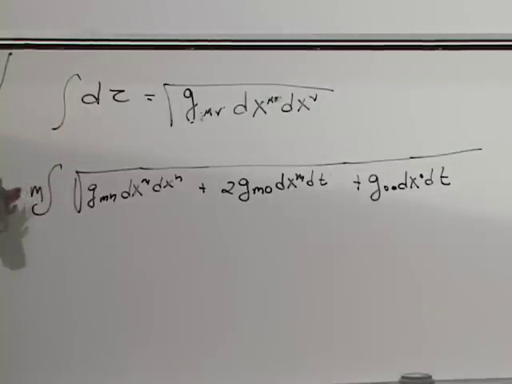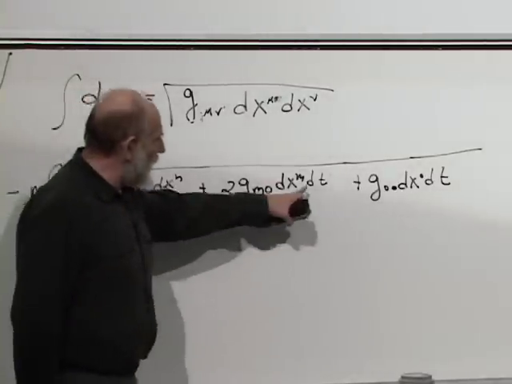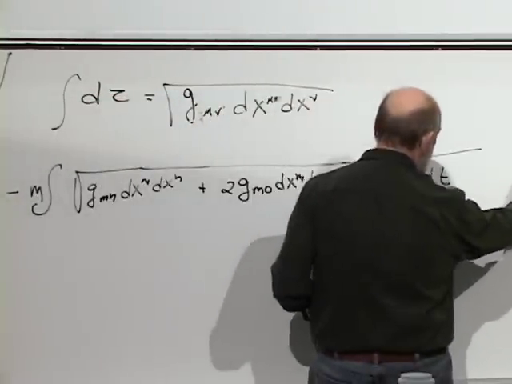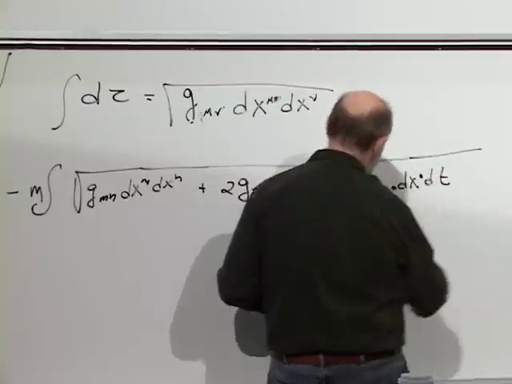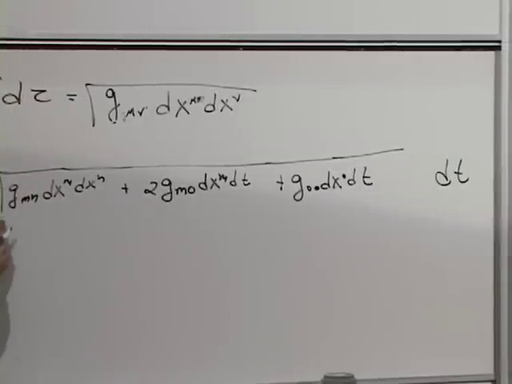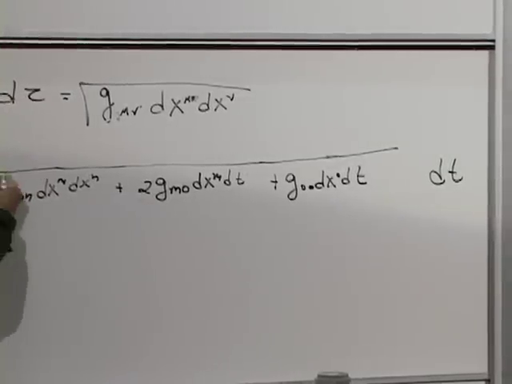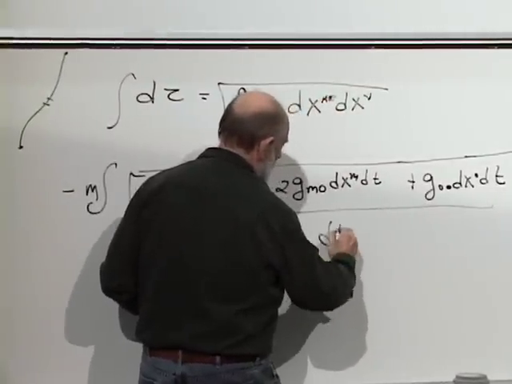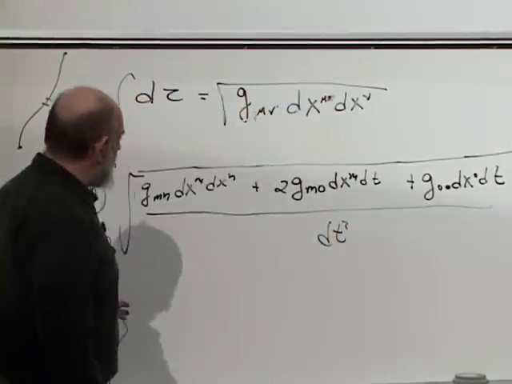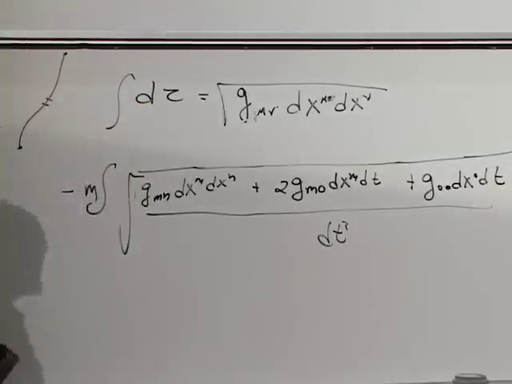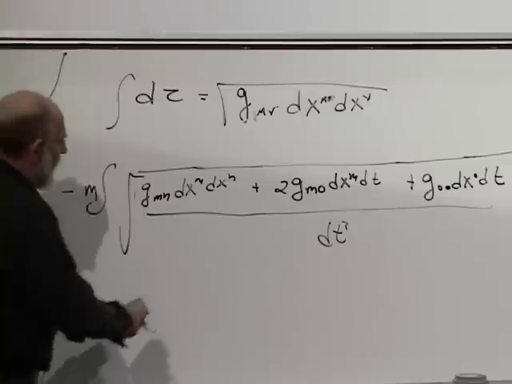Okay, now let's divide and multiply by dt squared, or by dt. Let's multiply here by dt and now divide this whole thing by dt. But if I do it inside the square root, that means dividing by dt squared, right? If I want to divide by dt, but then I want to put the dt into the square root, I make it dt squared. OK, let's look at what we have.